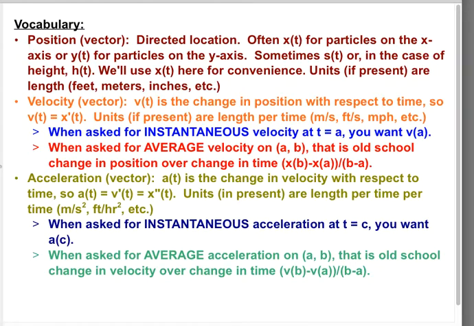All right, so vocab. Position is a vector. It is a directed location. So x of t is often used for particles moving on the x-axis. Y of t is often used for particles moving on the y-axis. Sometimes it'll be s of t, or in the case of height, you might see h of t. We'll use x of t here just for convenience, but it could be any of those.